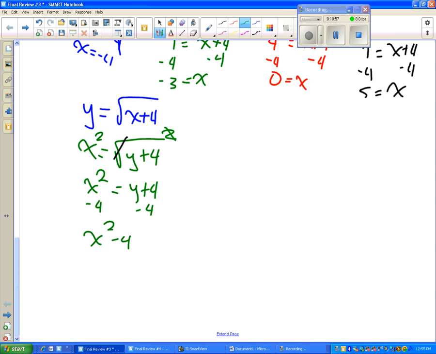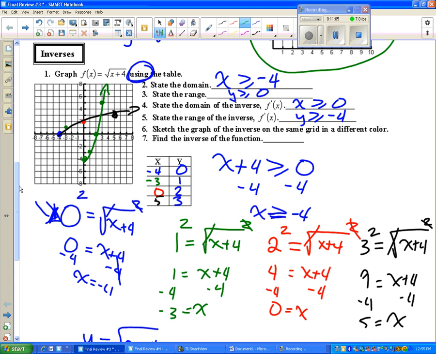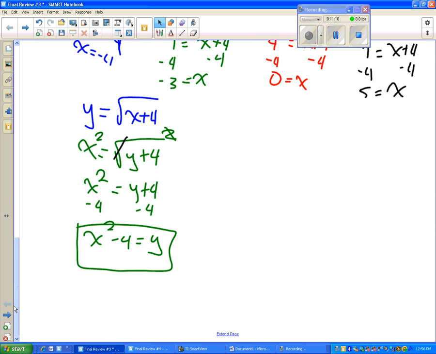X squared minus 4 is equal to y. That is my inverse function. I switch x and y and solve for y. So y is equal to x squared minus 4, or we can say f inverse of x is equal to x squared minus 4. All right, let's go to the back side.